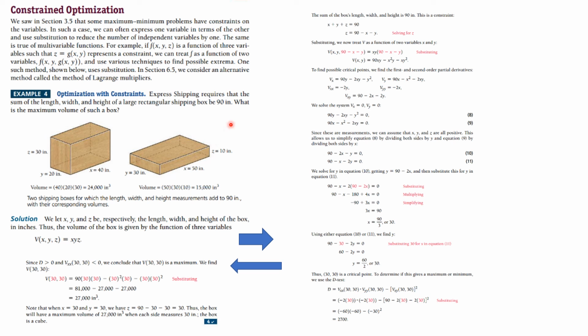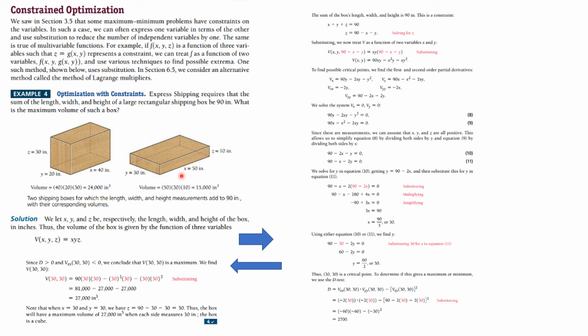Now, sometimes we have constrained optimization, and like we did before, what we're going to do is eliminate variables to move it into a problem with fewer variables. So let's consider the following example of optimization with constraints. A shipping company requires that the sum of the length, width, and height of a rectangular shipping box must be 90 inches. What's the maximum volume of such a box?